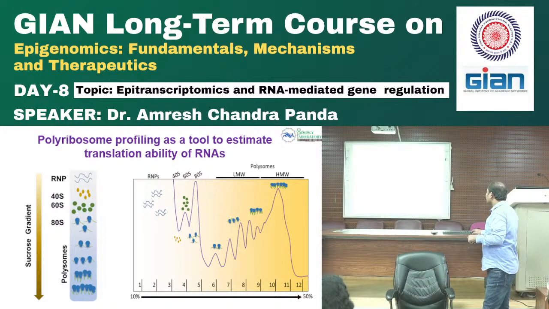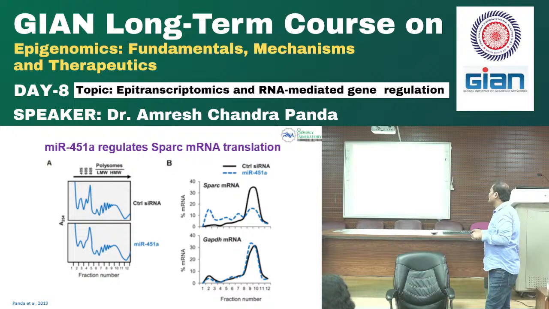Okay, so here we have the microRNA and you see an inhibition, like you see the peak here in the control. With the microRNA there is a decrease in the peak towards the end and an increase in the peak at the beginning, like on the top. So that shows that the microRNA is actually inhibiting the translation of this protein.